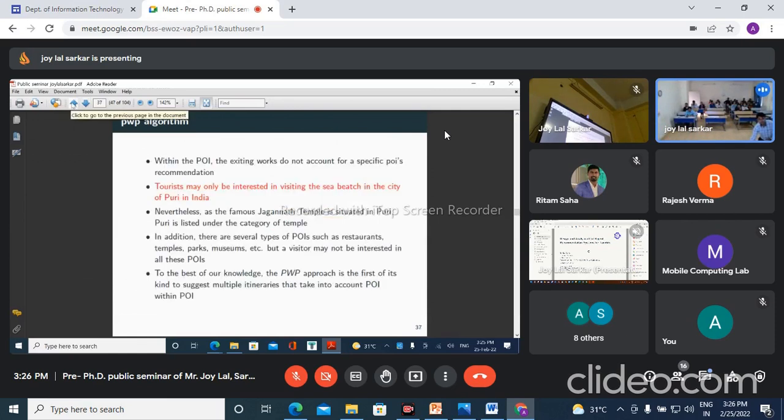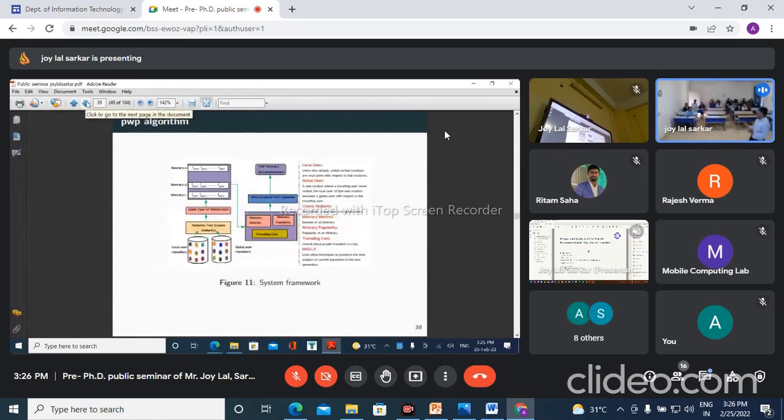Okay, so you can see I have this technique. You can see the famous Jagannath temple, which I already covered. Restaurants I have also covered in these slides, I think. Yes, so this is all about my PWP algorithm. Same case. Now we recommend point of interest within point of interest.